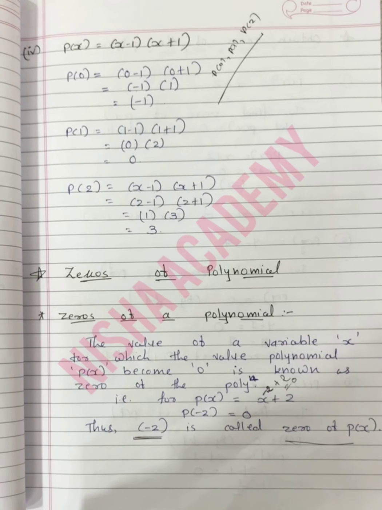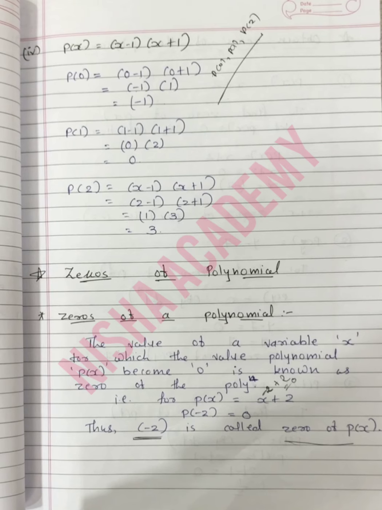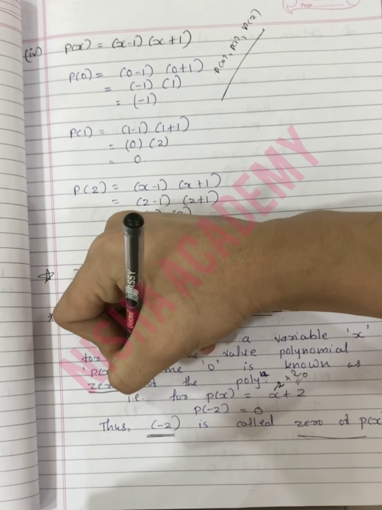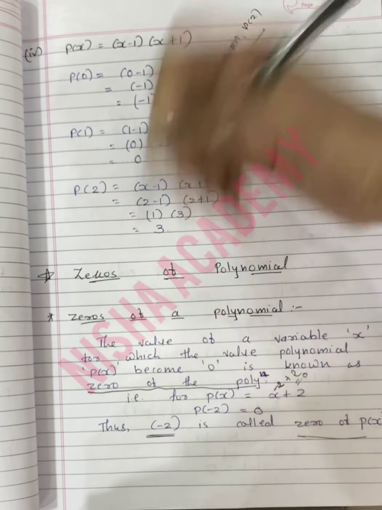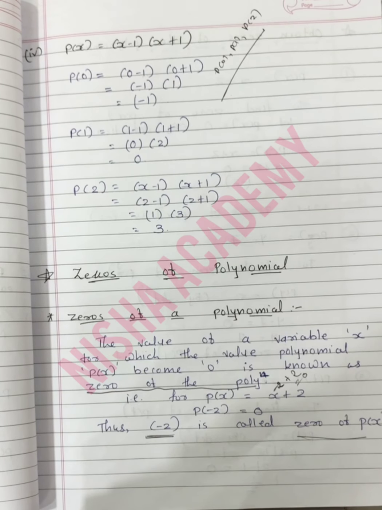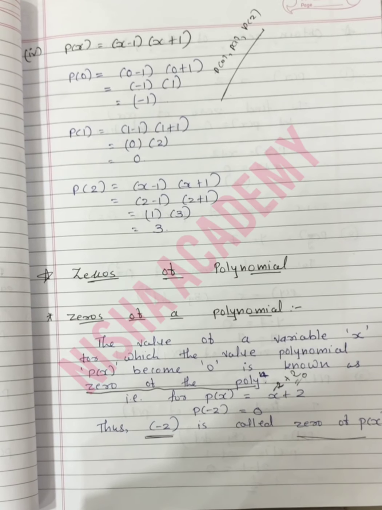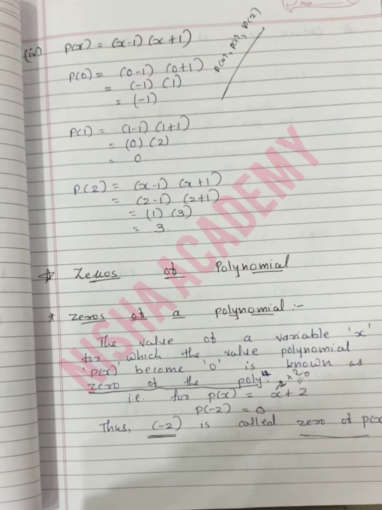So any value of variable x for which the polynomial p of x becomes 0 is known as the zero of the polynomial. Any value of x, with the help of that value, if p of x becomes 0, your polynomial, you have given one polynomial, so you have taken some value of x. For that value your p of x becomes 0, then it is called zeros of a polynomial.